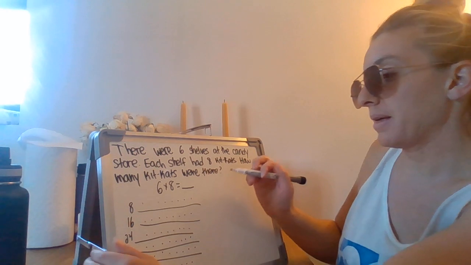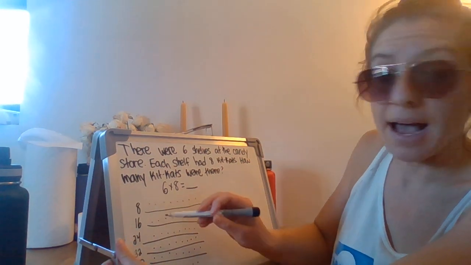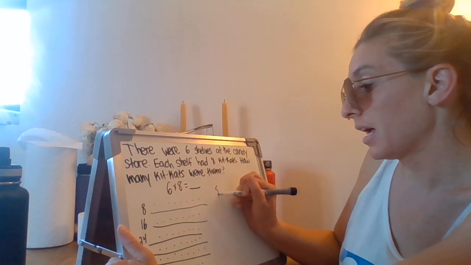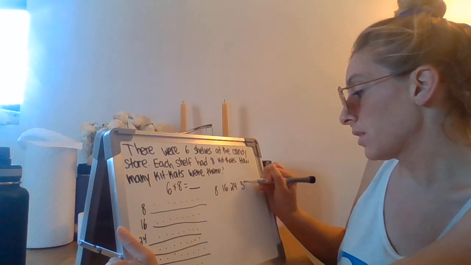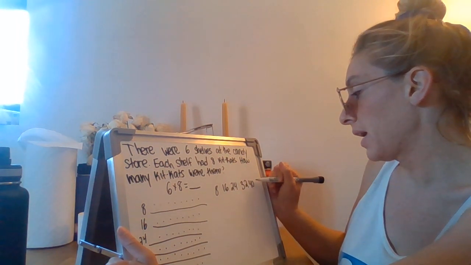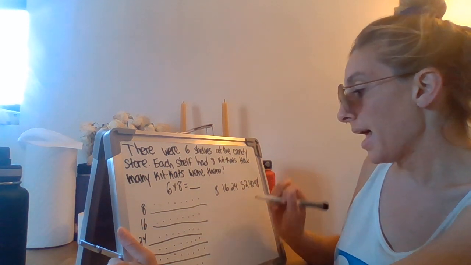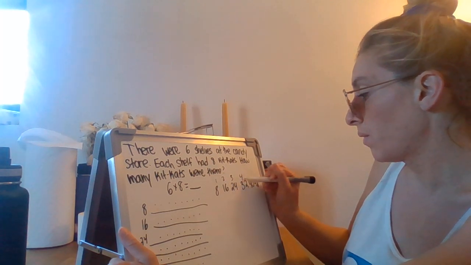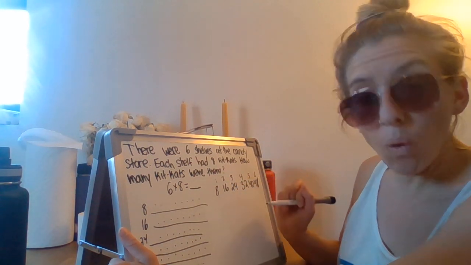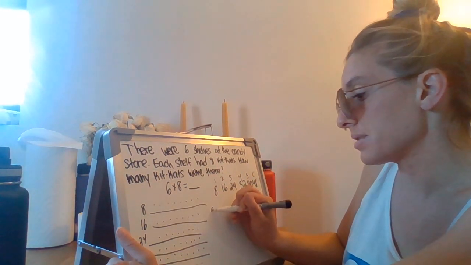Another strategy would be to count by 8s 6 times, which is pretty much what we just did here. 8, 16, 24, 32, 40, 48. And that would work because I counted 1, 2, 3, 4, 5, 6. Or I could count by 6 8 times.